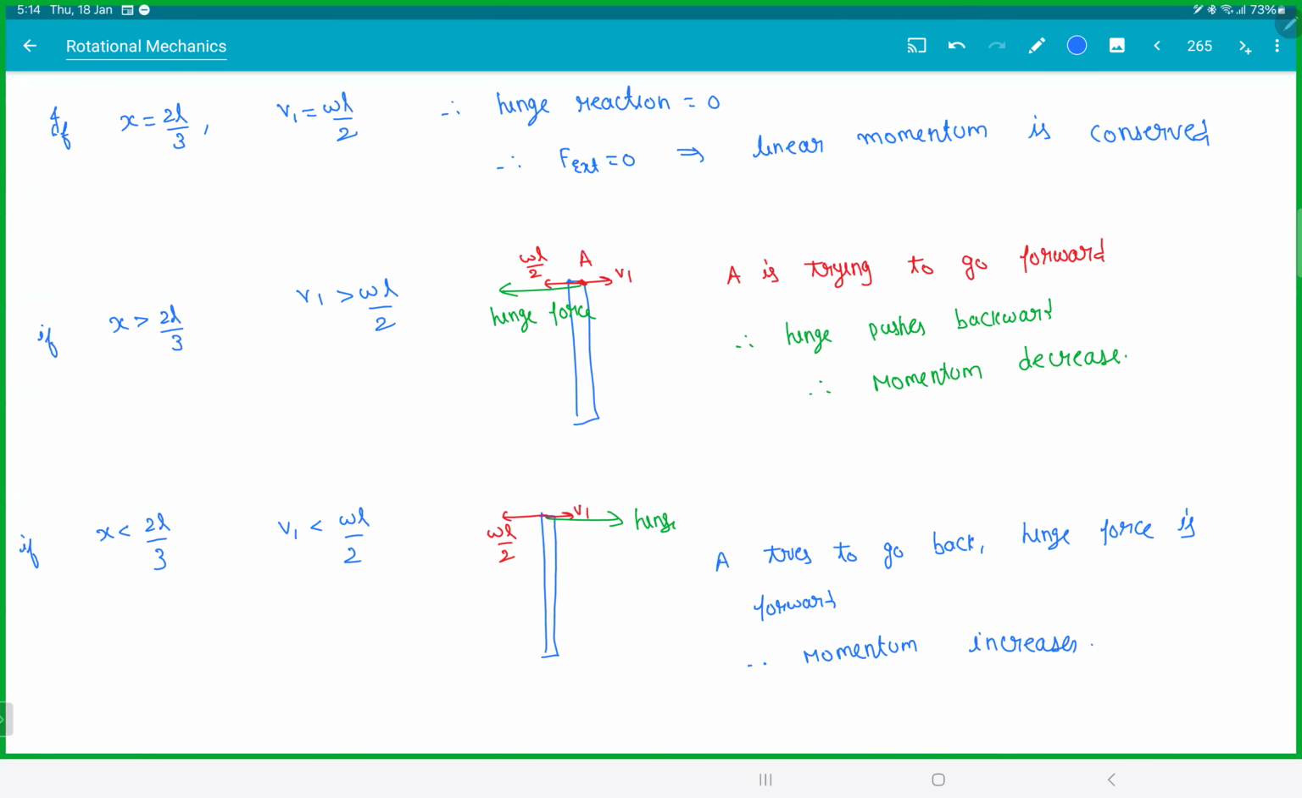Is this logic making sense? If point A will try to go forward, the hinge will pull you back. If the force is backward, momentum decreases. If the point is trying to go backward, the hinge will push you forward. That means there's a force in the forward direction, momentum increases. Please check. This is again a proper advanced question.